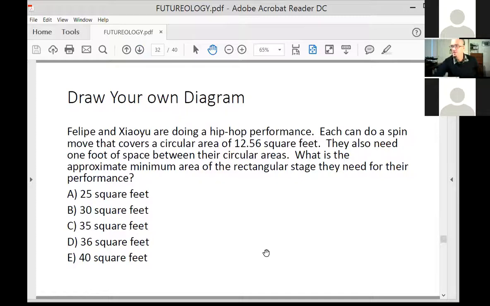So here's one where we can draw our own diagram. Hopefully I got this right as well. I'm going to give you guys a moment to read it, and then I'll read it and show you guys how to do the setup.